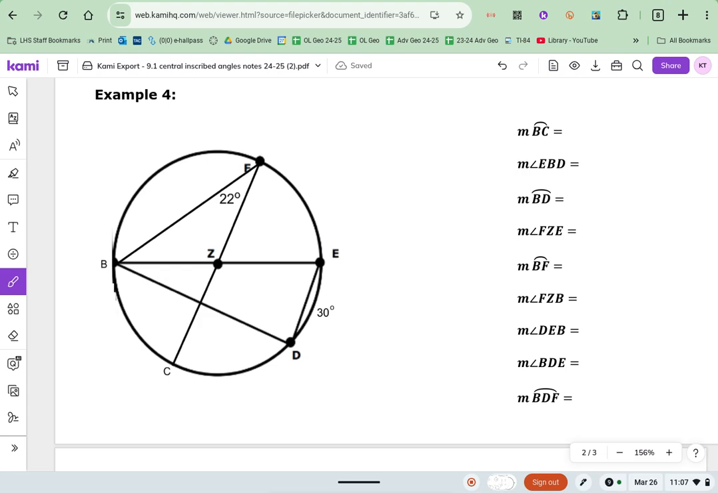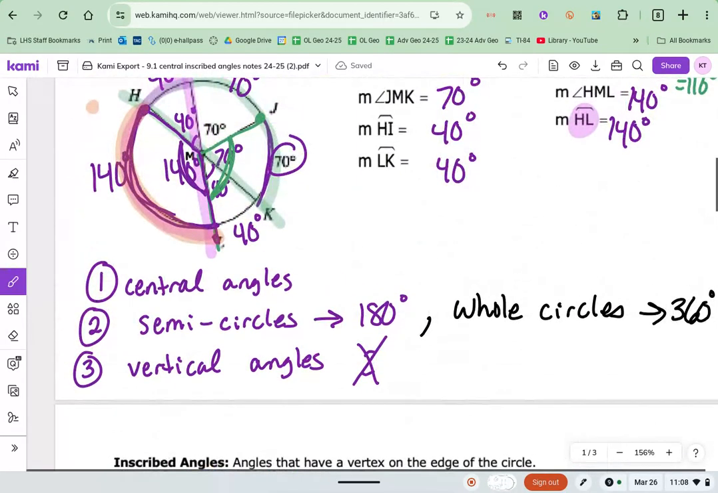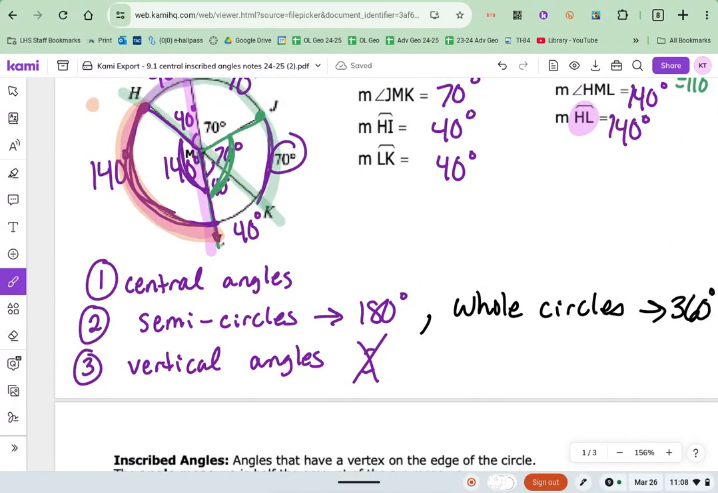Okay, so since you've used the angles that were given to you, go to step 2 and look for semicircles and see if that helps. It does. Yeah, good. See, I love using colors. So good.